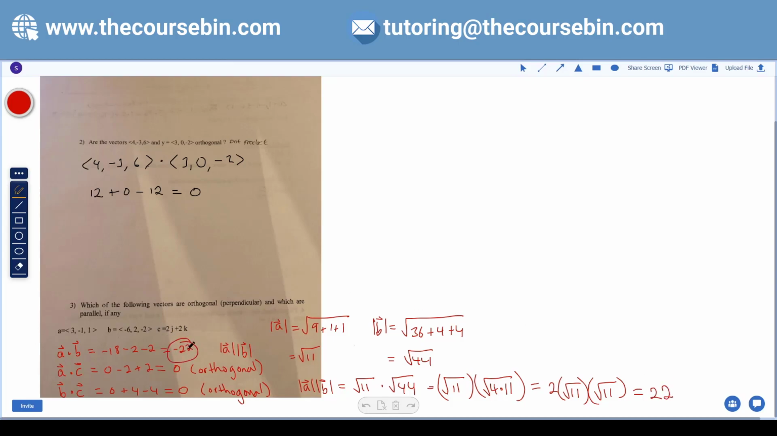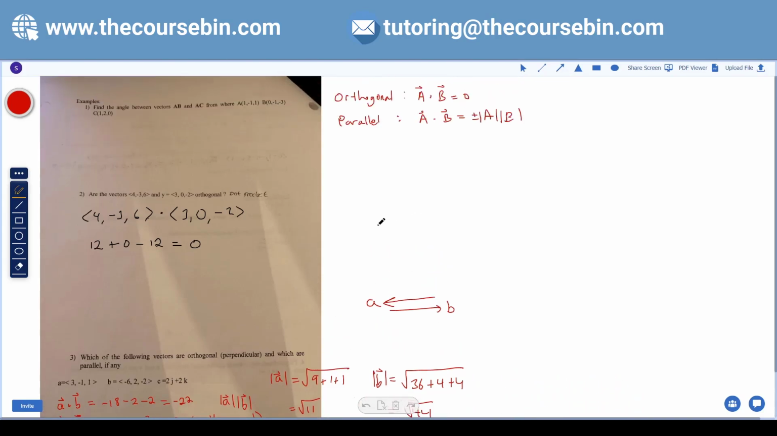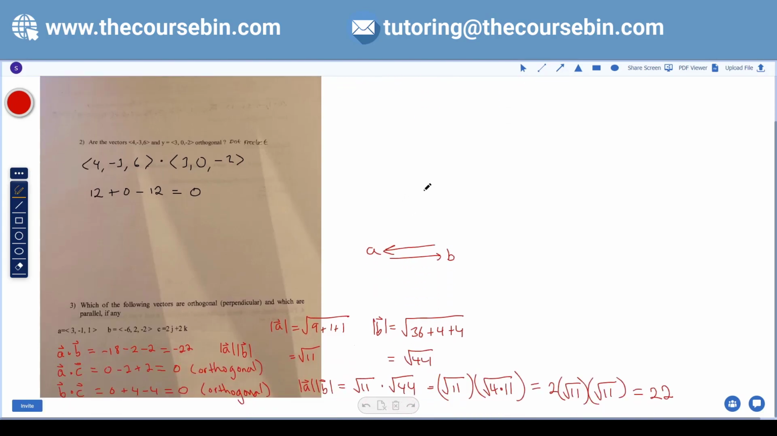But here we have a negative 22. So the negative sign just means that they're anti-parallel, which means they're going in opposite directions. So it's still the same, right? Because maybe A is going this way and B is going that way. Okay, all right.